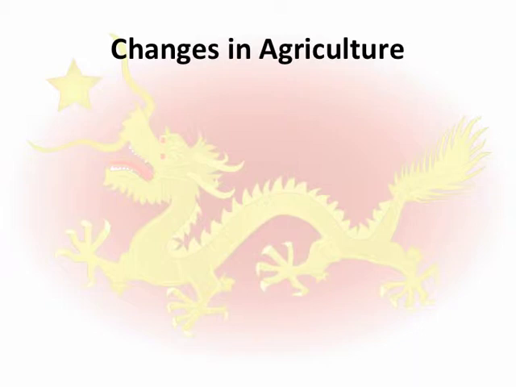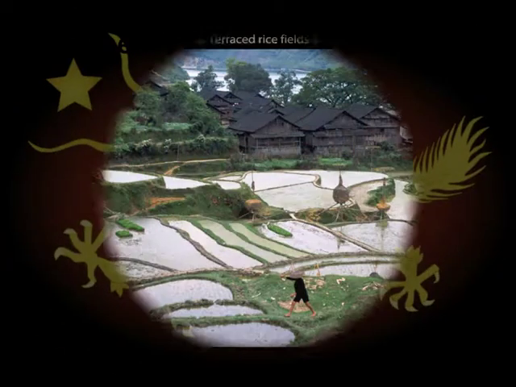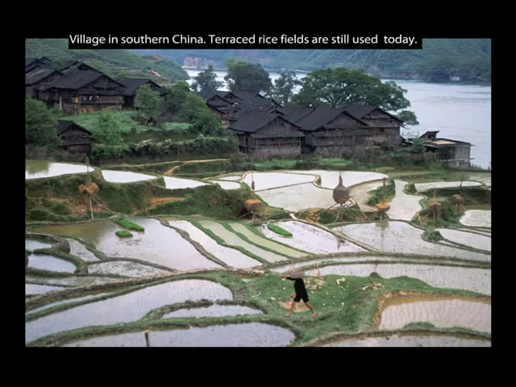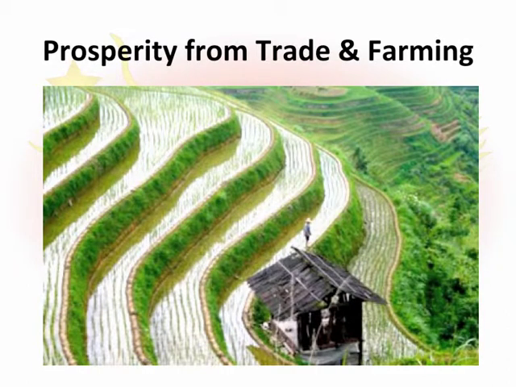Looking at changes in agriculture, Chinese farmers created a new type of rice. This rice ripened faster. Farmers were able to grow more crops. They were able to create rice paddies on terraces built on the hillsides, and this created more rice for more people. This is a village in southern China where the terrace rice fields are still used even today. And yes, those white areas are rice paddies. This is another image of the rice paddies.